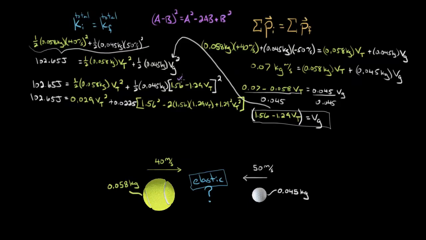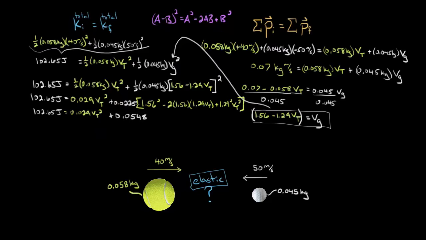Here's my A. I did A squared, 1.56 squared. And I did minus 2 times this first one times this second one with the VT in there. And then plus B squared, which is this final term squared, 1.29 squared times VT squared. So I've got this big mess now. I just need to clean it up. The left-hand side is still 102.65. I've still got this 0.029 VT squared sitting here, but I need to multiply this 0.0225 throughout this whole quantity because it's multiplying this whole quantity. So if I do that, I'll get plus 0.0548.